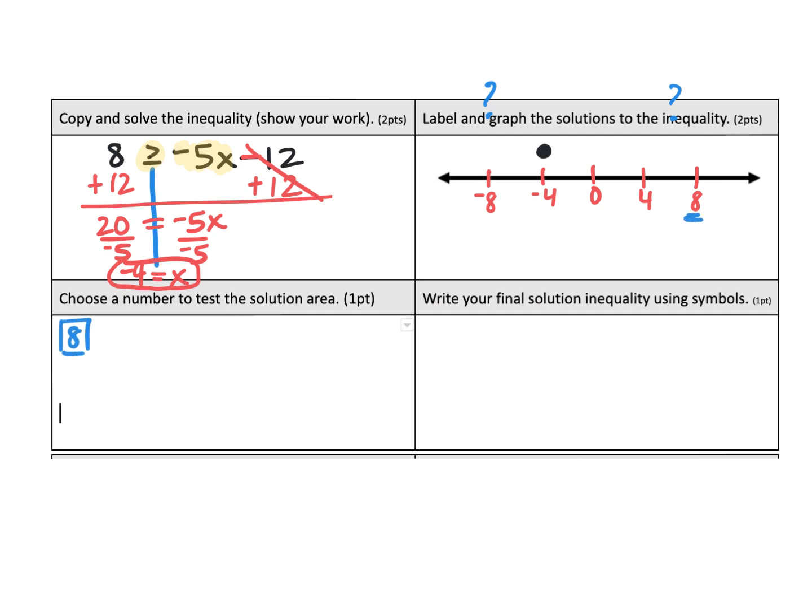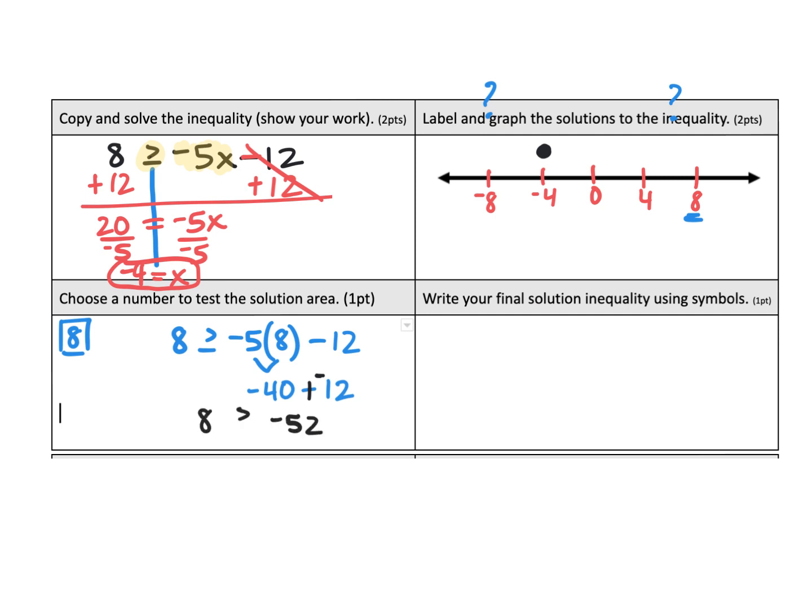Okay, and I'm going to rewrite the problem. So it says, is 8 bigger than or equal to negative 5 times 8 minus 12? Now I need to work this out. Negative 5 times 8 is negative 40, and then minus 12 more. If that's tricky to you, go ahead and change it to add the opposite. And now negative 40 plus negative 12 is negative 52.